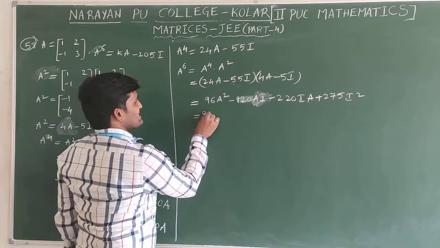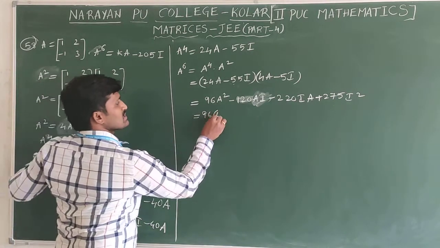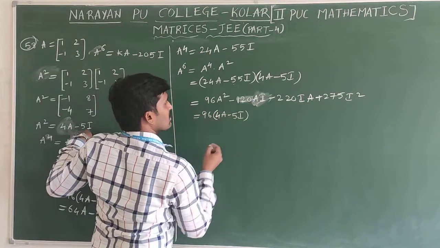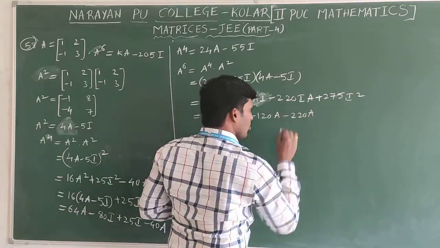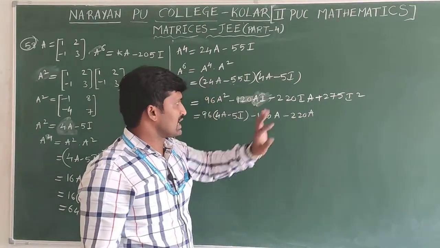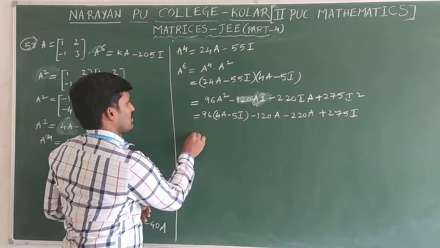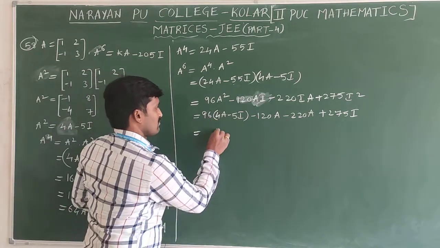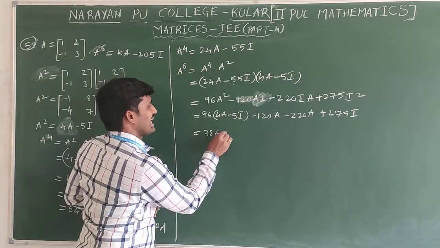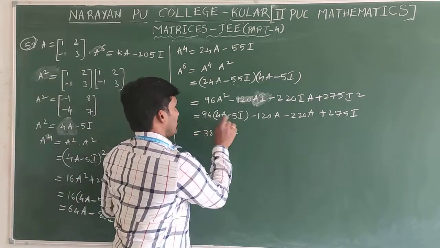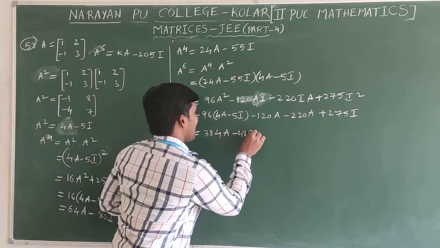Now from this, 96 into A² again, we need to substitute. What is A²? 4A minus 5I, minus 120A. This is minus 220A only, because I into A or A into I gives A only. Next 275I. Next 96 4s are 384A, 9 4s are 36, 36 plus 2, 38, 5 6s are 30, 9 5s are 45, 45 plus 3 is 48I.